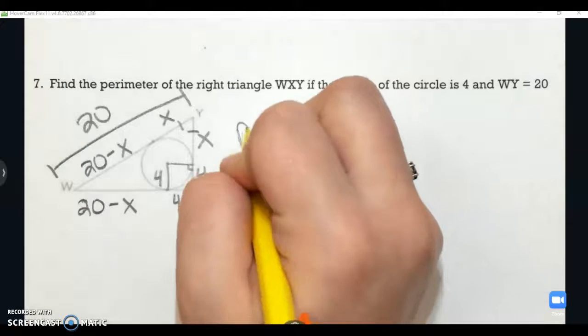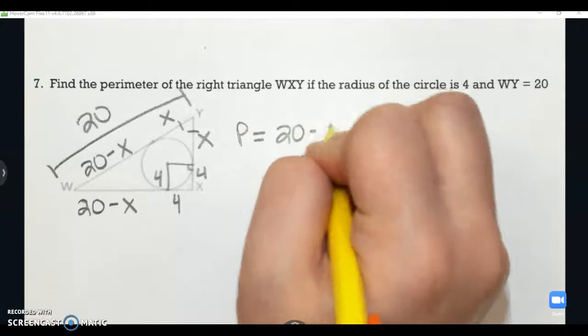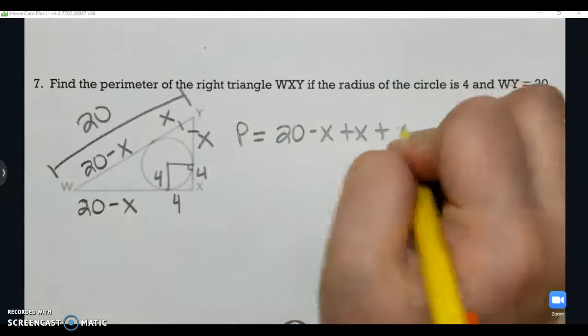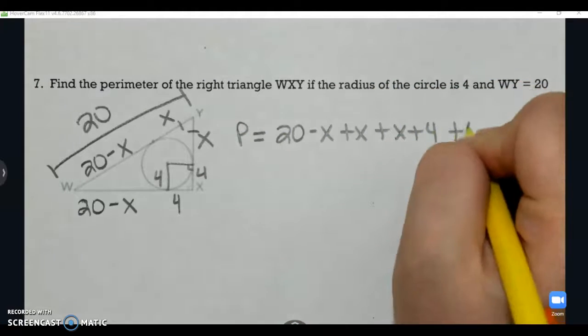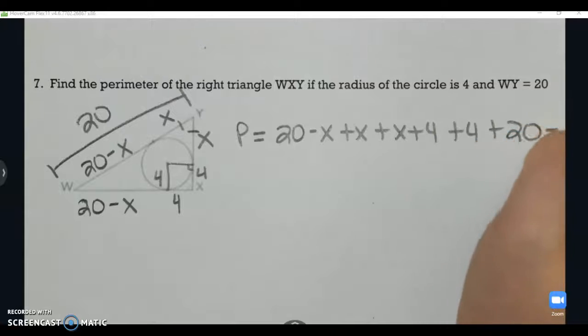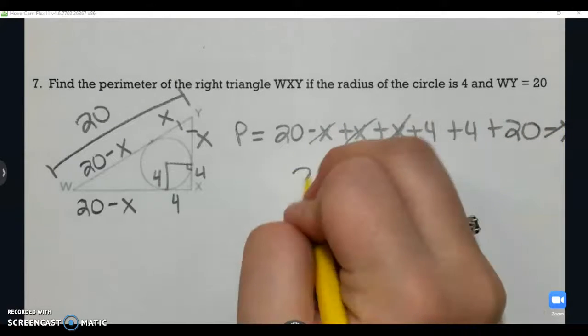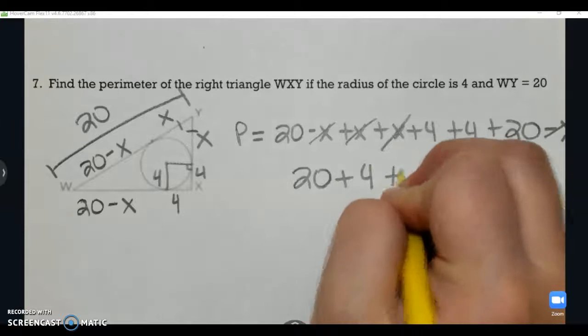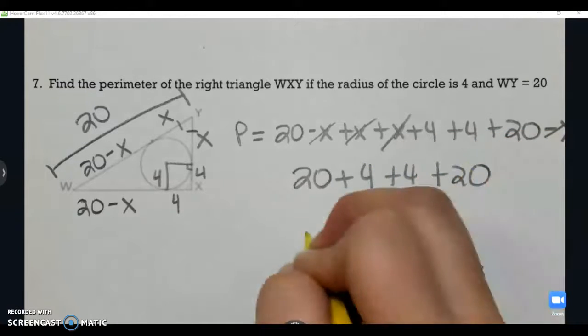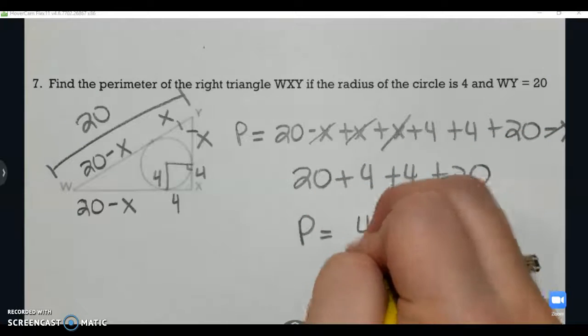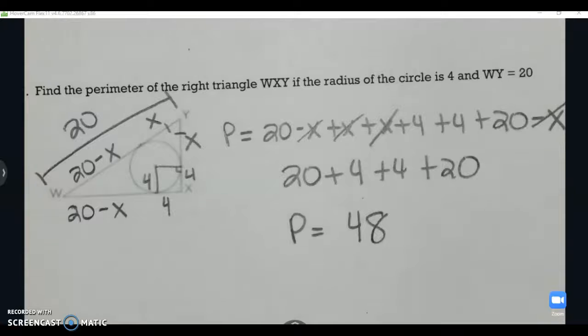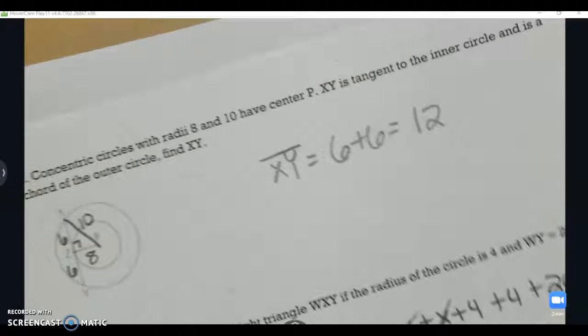So the perimeter of this triangle is going to be all of those pieces added up together. And so these X's are going to cancel, and these X's are going to cancel, and I'm going to be left with 20 plus 4 plus 4 plus 20, which means the perimeter is going to add up to a grand total of 48. All right, now quickly moving on to 10.5.